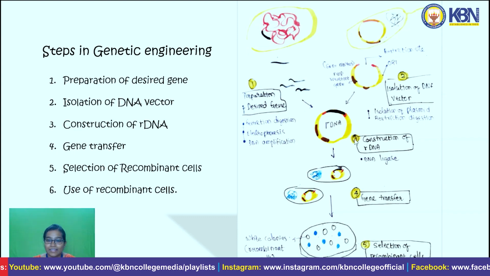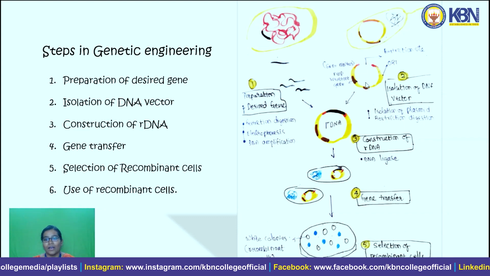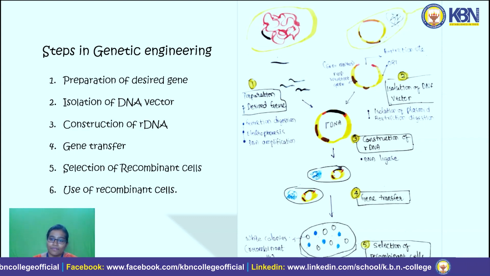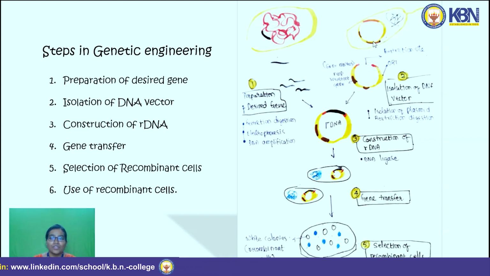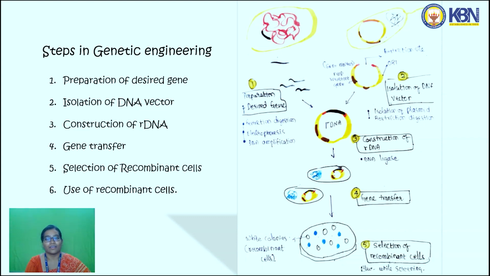And this circular round thing is a plasmid, a vector, an example of a DNA vector. Usually we find these vectors, especially plasmids, in bacteria. In bacteria, they exist as extrachromosomal DNA. So what we need to do is isolate that vector and attach our desired gene to that vector.